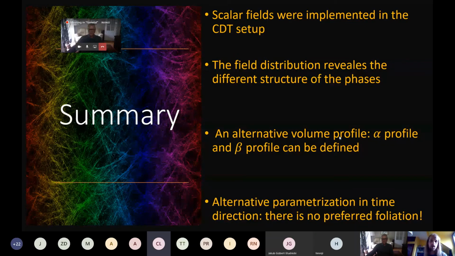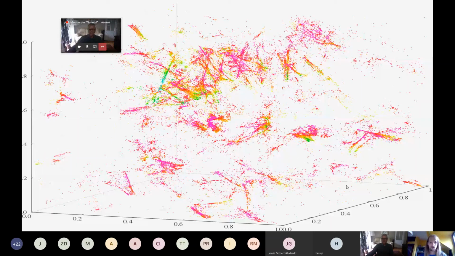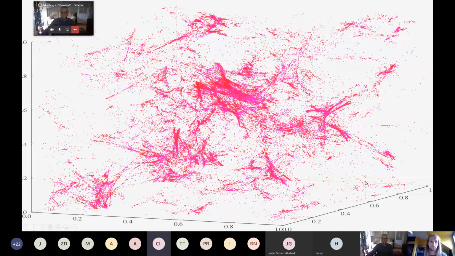At last, I will just show once more this beautiful three-dimensional animation, just to show that cosmic fibers are beautiful.